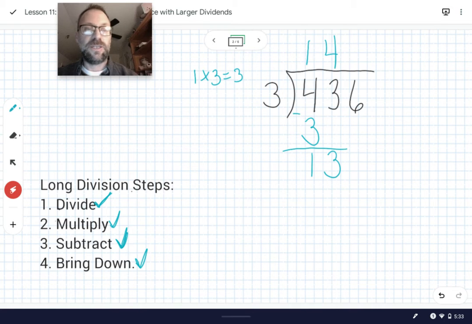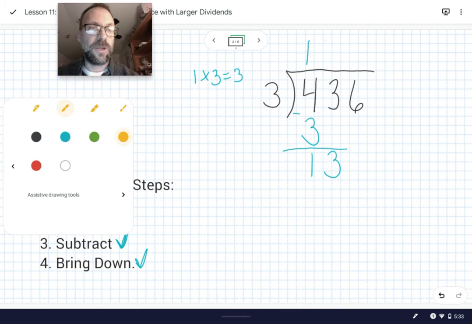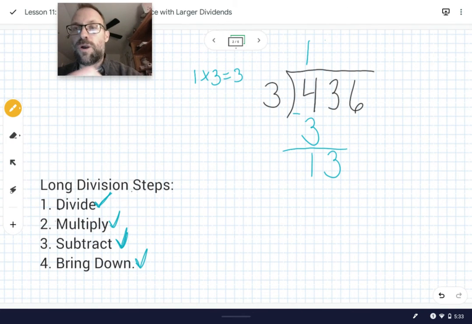You see, noticing how my digits are all lined up so far? All right, that's the division step. Oh, you know what? Let me back up a second here. I'm going to color code this. My second series of steps will be in yellow here. All right, there we go. So there's 4 groups of 3 in 13. So that's my second division step.